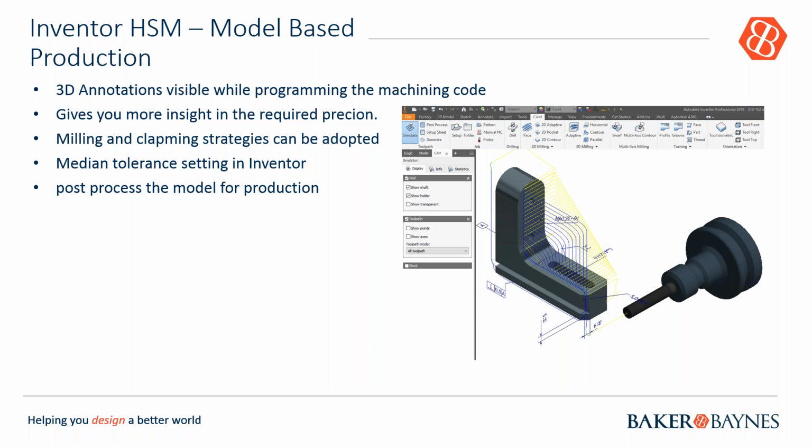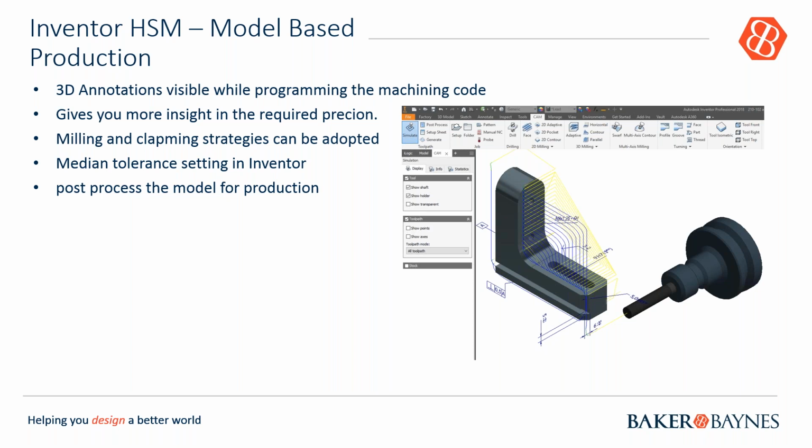So you can use this in introduction with HSM, but you can also use it with the other Autodesk CAM products like PowerMill and PowerInspect and PowerShape and also FeatureCAM. But let's talk about the ones in HSM first. This gives you more insight into the required precision that you're working with.